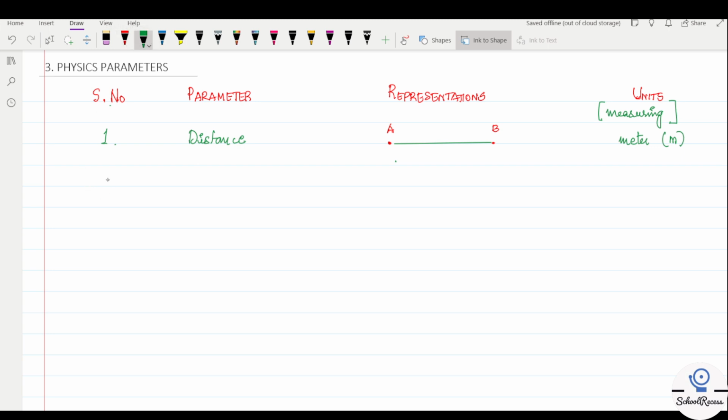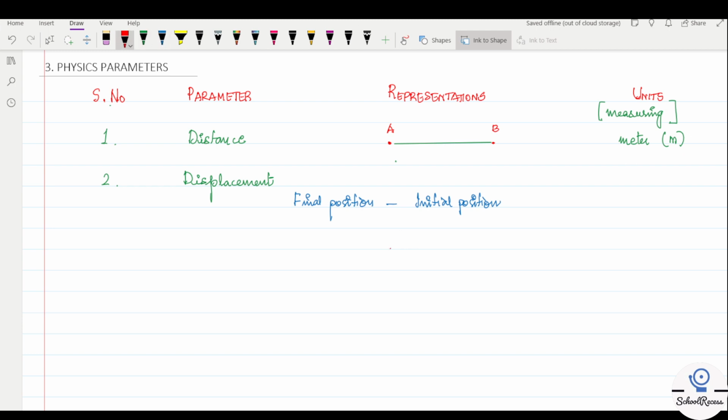Next comes our displacement. There is a difference between distance and displacement. So what actually is a displacement? By the formula, we can say it is nothing but final position minus the initial position. So what is final position minus initial position?